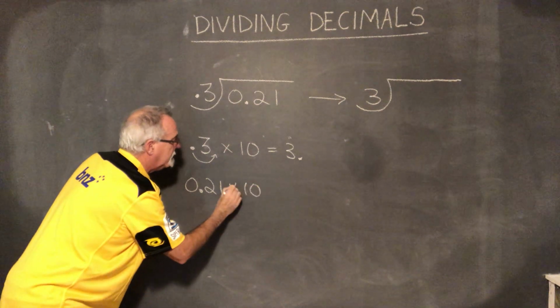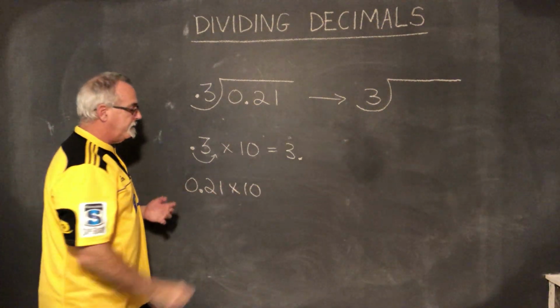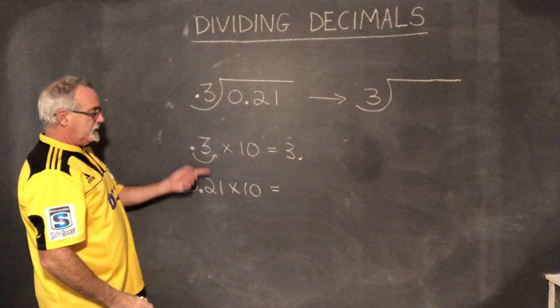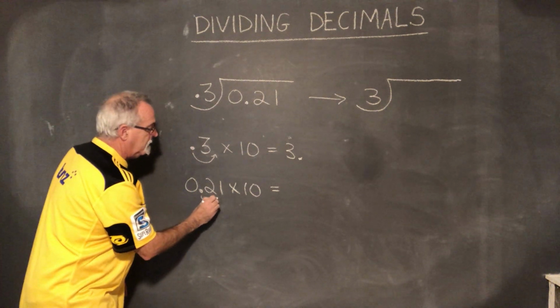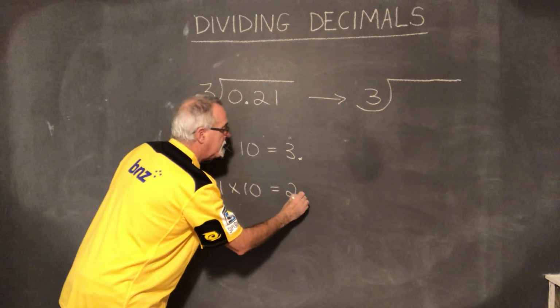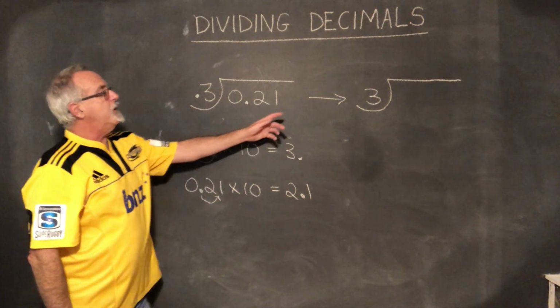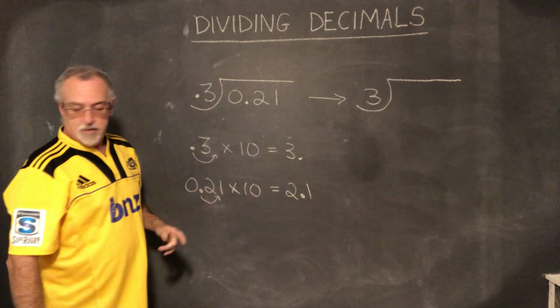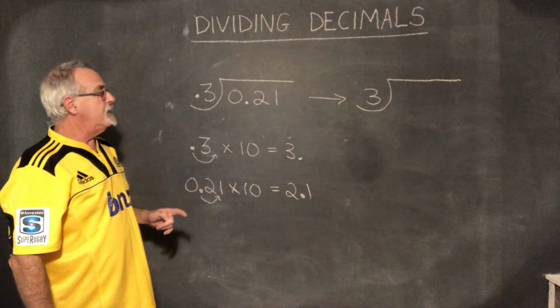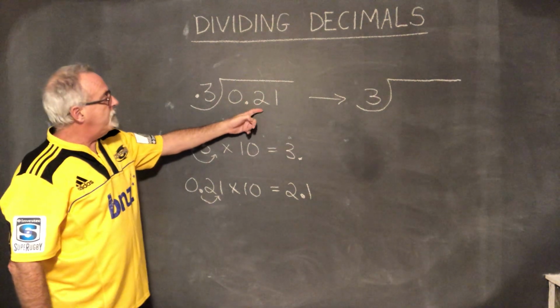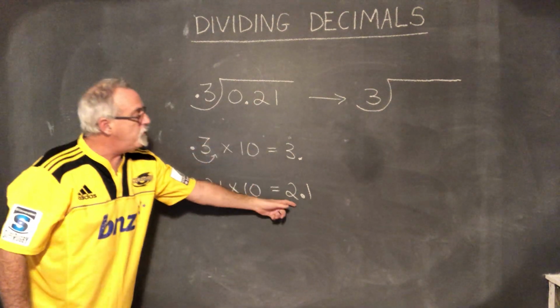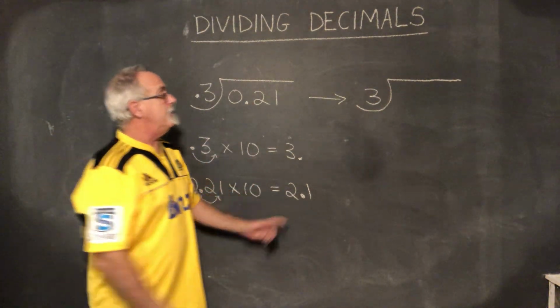But again, multiplying a decimal by 10 isn't very hard. It's kind of fun, actually. We're moving the decimal one space to the right. We're jumping the decimal over like this. So it's going to be 2.1. So therefore, if I want to divide by 3 instead as my divisor, then I have to divide into 2.1 instead as my dividend.